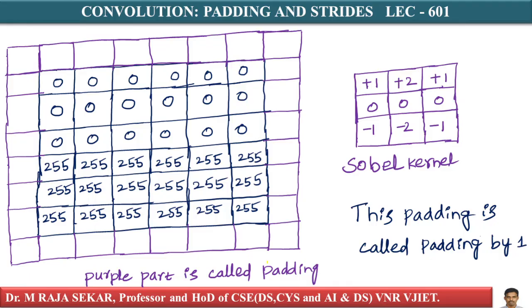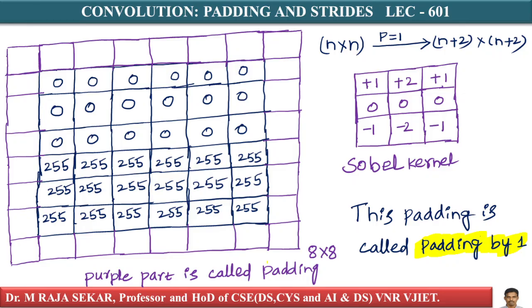There is one more column you are adding on left and on right, one more row on top and bottom, isn't it? So when I say padding by 1, the size of the matrix increases. If you have a matrix of size n by n, and you pad with p equal to 1, what will you get? Your original matrix size is n by n, and if you pad it with p equal to 1, you will get an n plus 2 by n plus 2 matrix, isn't it?